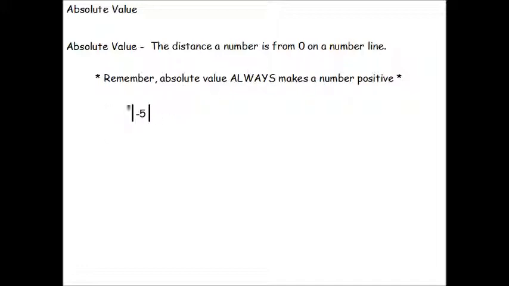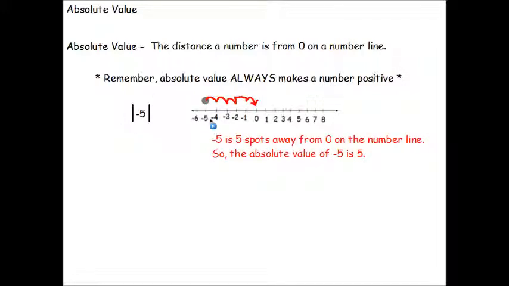So if I look at this, we have these two bars on the side. Those represent absolute value. So it says the absolute value of negative 5. So the absolute value of negative 5 is 5 spots away from 0 on a number line. So therefore, the absolute value of negative 5 is 5. So if you plotted a point at negative 5 on a number line, counted back to 0, 1, 2, 3, 4, 5, that would give you your distance. So the absolute value of negative 5 is 5.